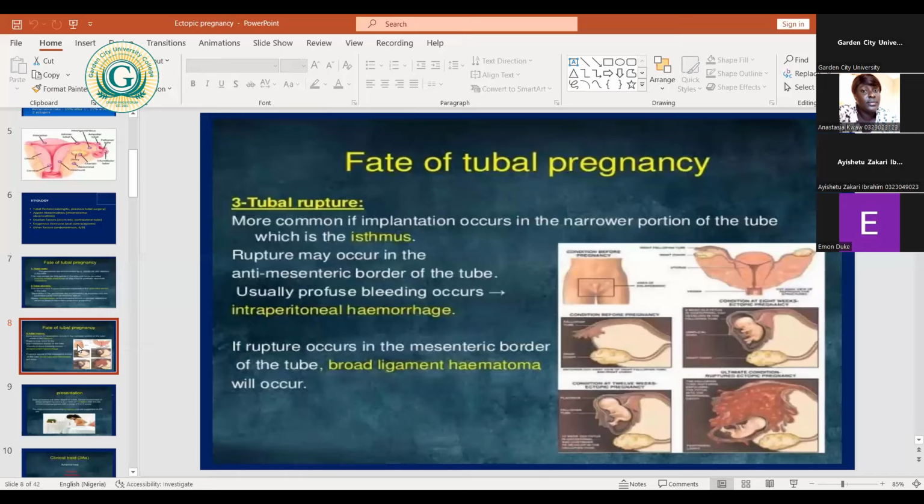If rupture occurs in the mesenteric border of the tube, a broad ligament hematoma will occur. We all know where the mesosalpinx is. So if this rupture occurs around there, the broad ligament will absorb the bleeding and we have a hematoma. If you look at the diagram here, that is the infundibulum. And then there is a conceptus there. You and I know that it will not go far. Rupture will take place. The same thing here. Rupture will take place. It will not go far.